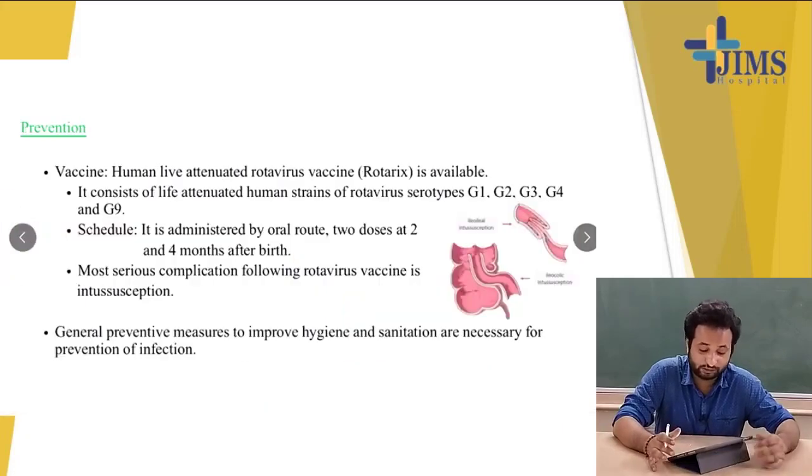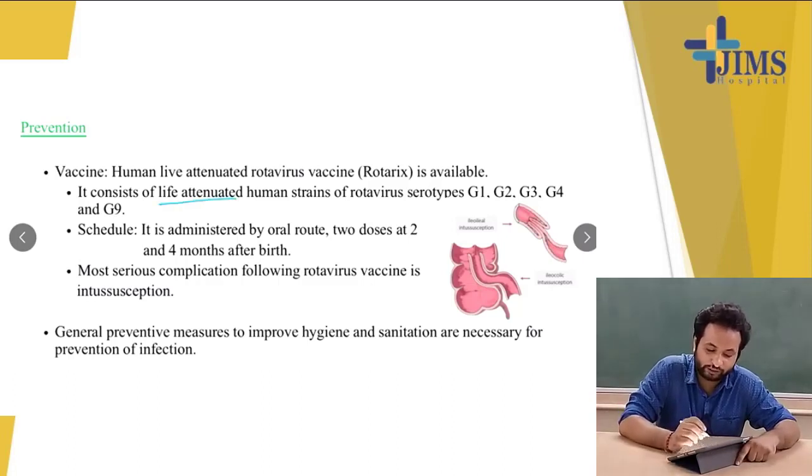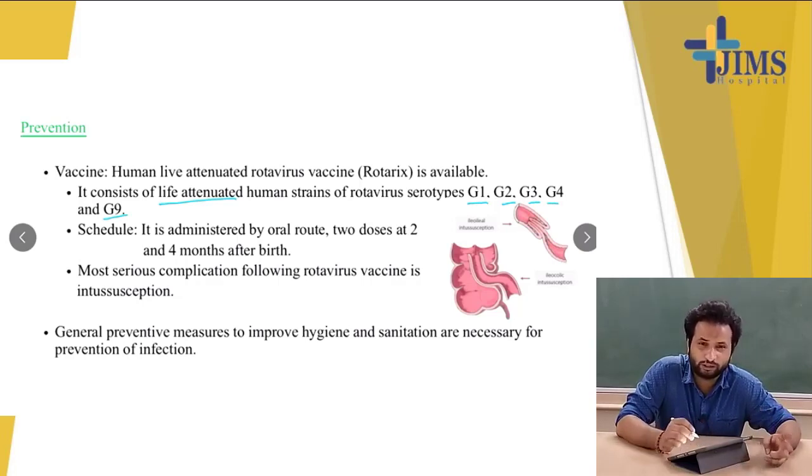Now we come to prevention. So under prevention, there is one human live attenuated rotavirus vaccine available, which is known as Rotavirus. It consists of live attenuated human strains of rotavirus serotypes G1, G2, G3, G4 and G9. The schedule is you have to give it through oral route, and there are 2 doses, the first one at 2 months and the second one at 4 months after birth.